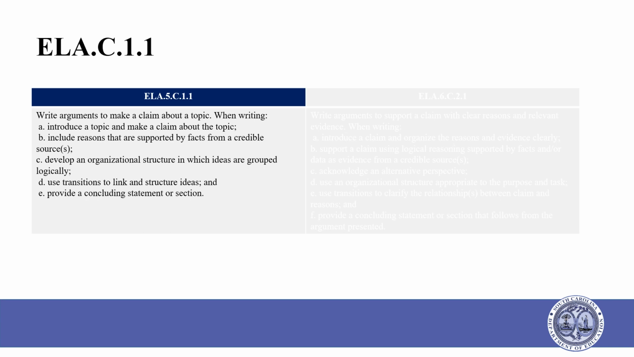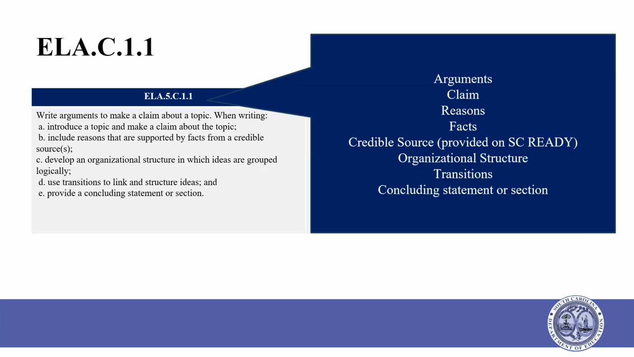Notice that the 5th grade indicator for argumentative writing is in the top left corner of the template. As you look at your handout for the C 1.1 indicator for grade 5, circle or highlight the following academic language: arguments, claim, reasons, facts, credible source, organizational structure, transitions, concluding statement, or section.